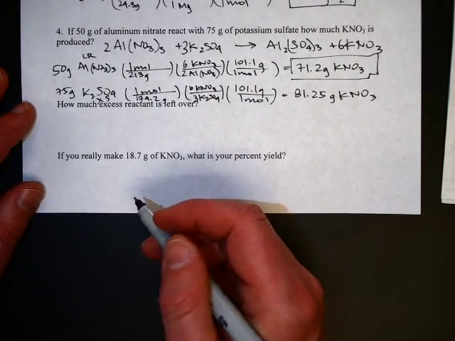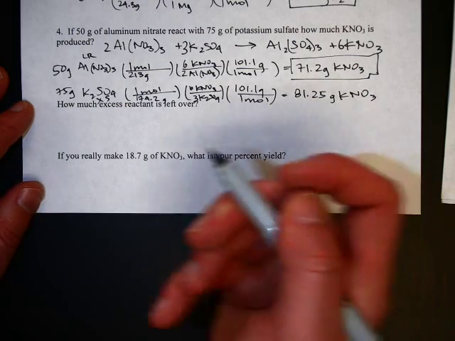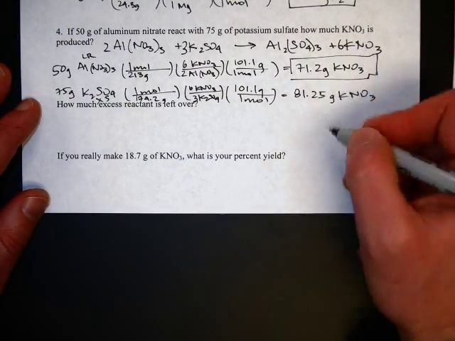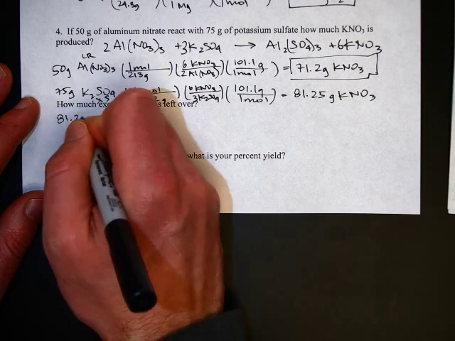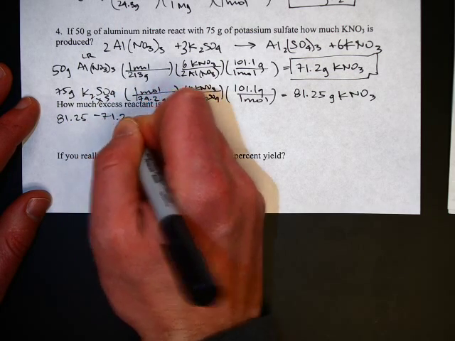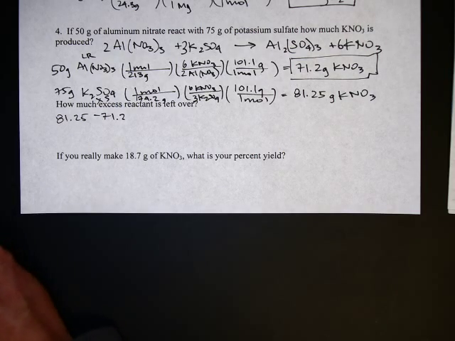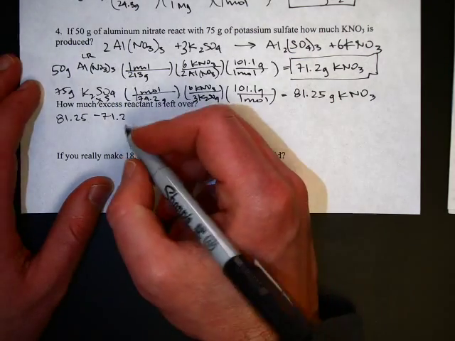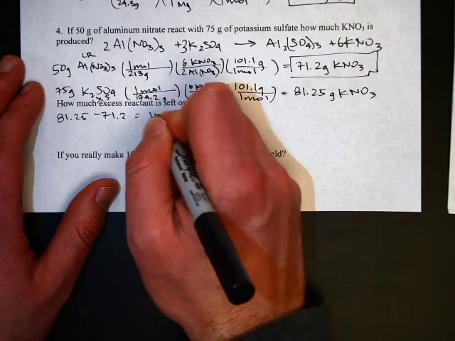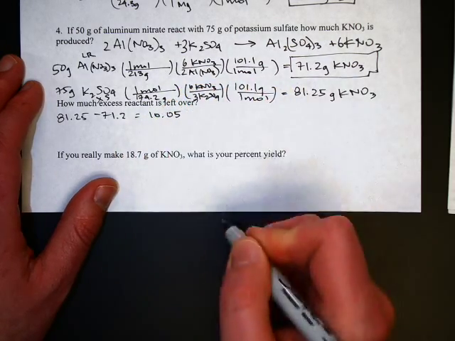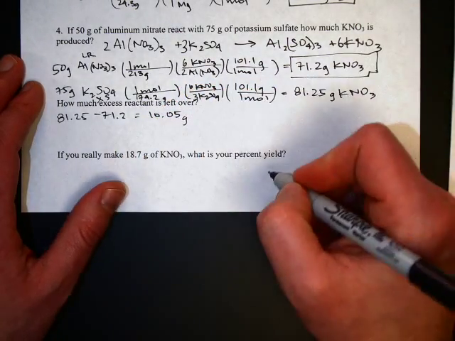So to solve that problem, you can do it more than one way. I'll do it this way, I guess. Take 81.25 minus 71.2. And you get 10.05. And this would be grams of KNO3.